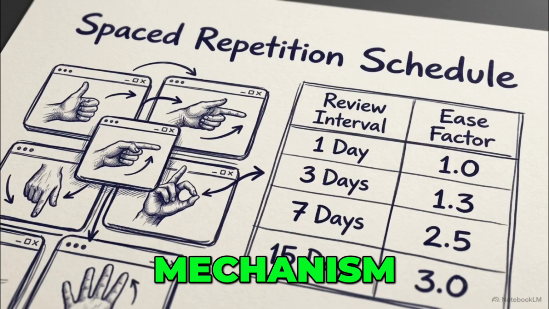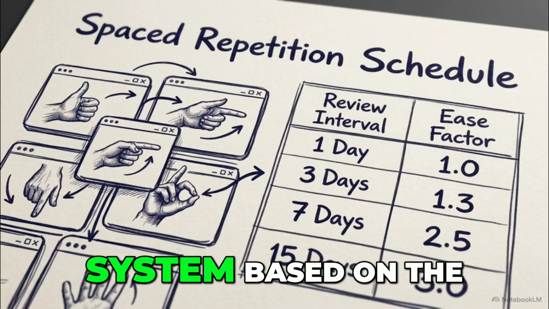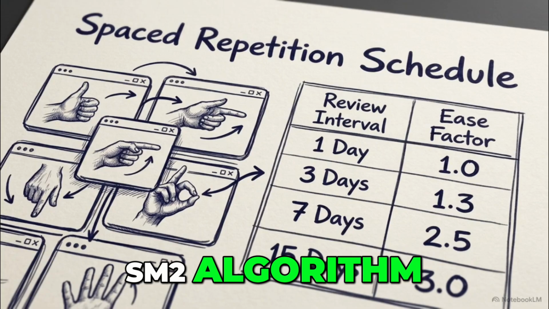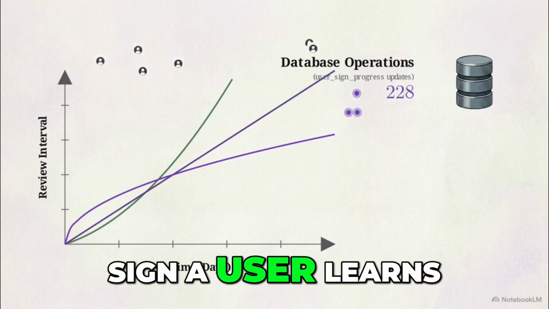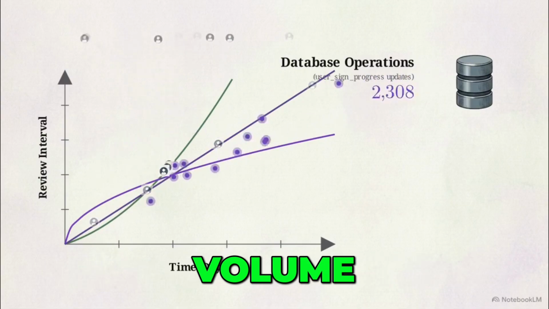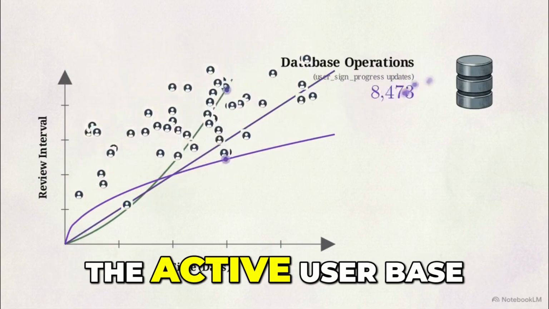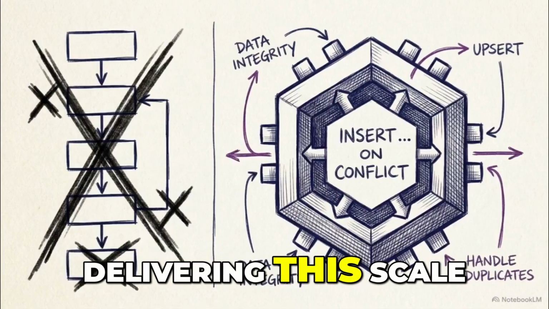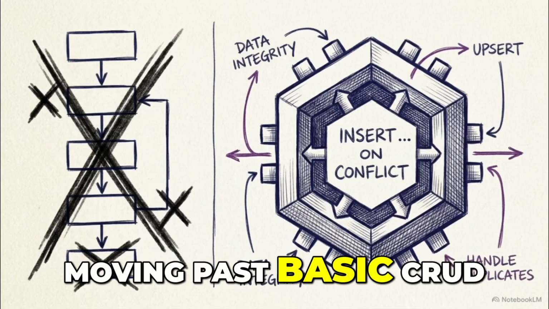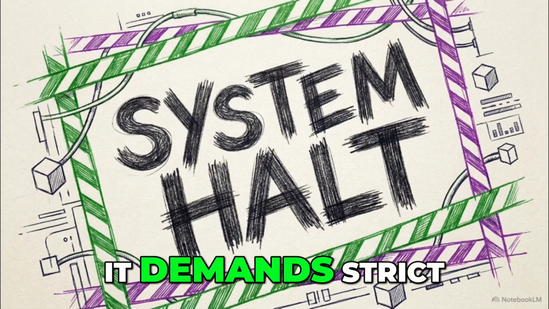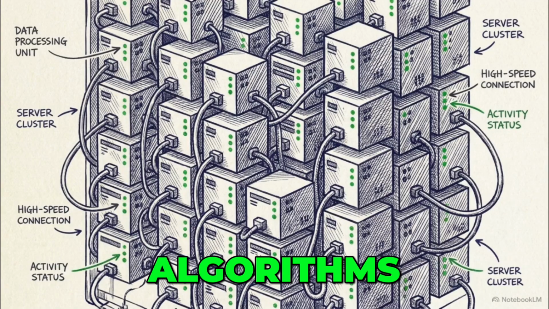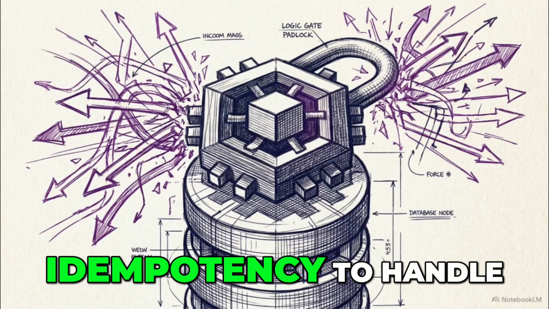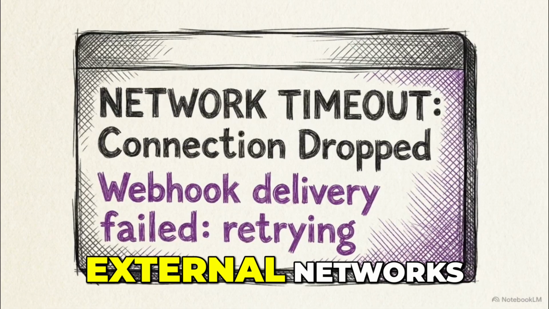The core learning mechanism is a spaced repetition system based on the SM2 algorithm. This system calculates review intervals for every single sign a user learns, generating a massive volume of database operations as the active user base grows. Delivering this scale requires moving past basic CRUD operations. It demands strict fail-fast startup protocols, highly optimized database algorithms, and resilient webhook idempotency to handle unpredictable external networks.